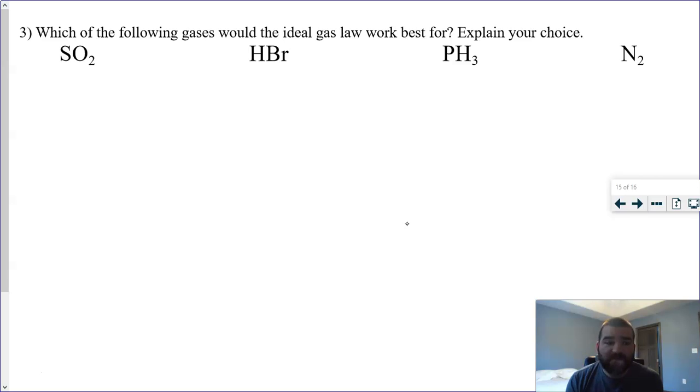So, which of the following gases would the ideal gas law work the best for? Explain your choices. Same kind of concept that I have here in number 3. Here are 4 different gases. We're using the ideal gas law for all of them. Which one would it work the best for? AKA, which of these gases is the most ideal? What I mean by that is, which of these gases has the weakest intermolecular forces? Things with decently strong intermolecular forces, the ideal gas law doesn't work as well for. Things with really weak intermolecular forces, the ideal gas law works very well for.